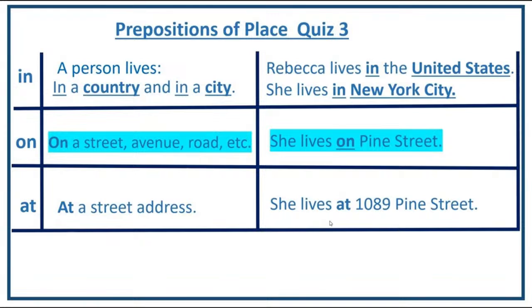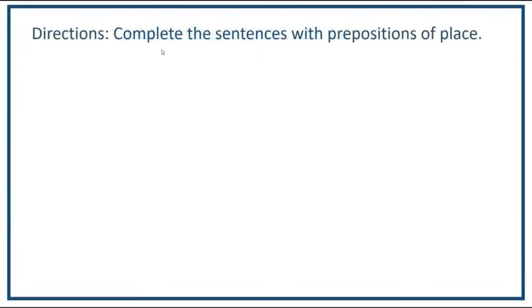So, the next slide is the quiz of preposition number 3. Preposition of place quiz number 3. Directions. Complete the sentences with prepositions of place. There are 11 items for you to answer, and you are given 5 seconds to give your answer before I'm going to move on to the next item and give you the correct answer. If you think 5 seconds is not enough, you can pause the video. So, let's get started.